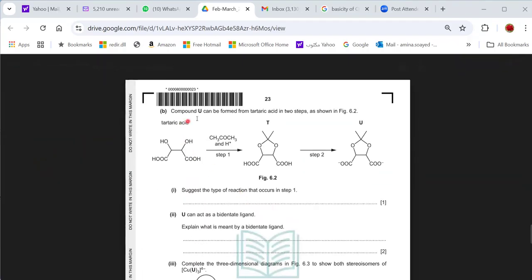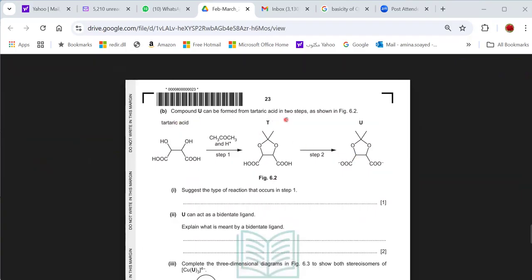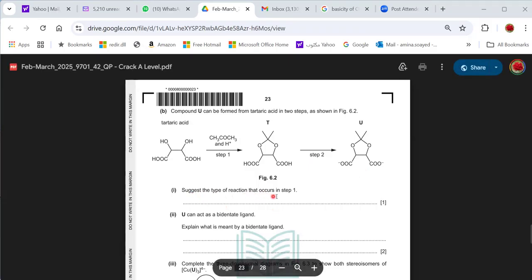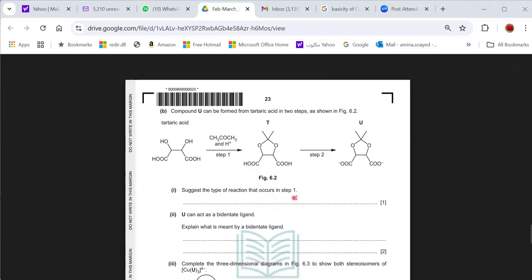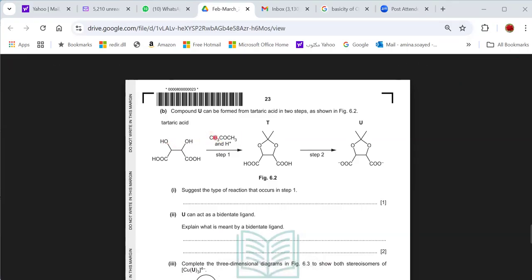Now, they said compound U can be formed from tartaric acid in 2 steps as shown in the figure. So in the first one, they added propanone and H positive in step 1, and then in step 2, it produced the compound U. Suggest the type of reaction that occurs in step 1. As you see in step 1, what happened is that a water molecule is removed, and also the propanone is added.